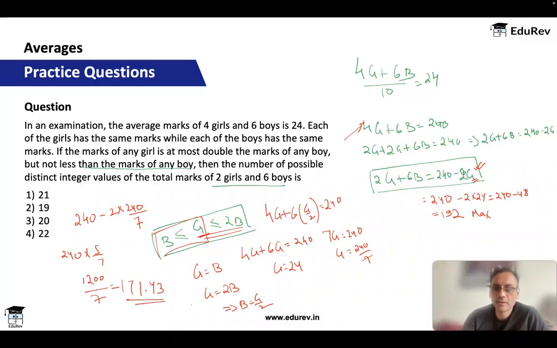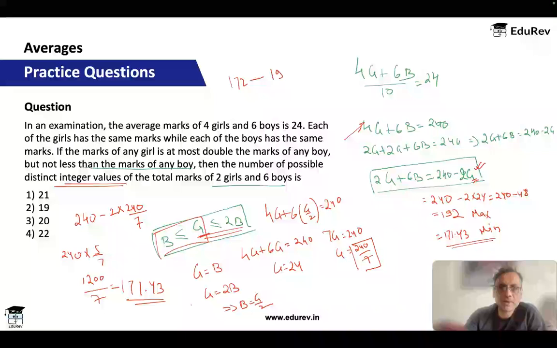So I take max of G, which is this value 240 by 7. So I get minimum of 240 minus 2G, which is 171.43. But remember, the question says integer values. So minimum I'll have to take not 171.43, but higher than that I'll have to take 172. So 172 is the minimum, 192 is the maximum.